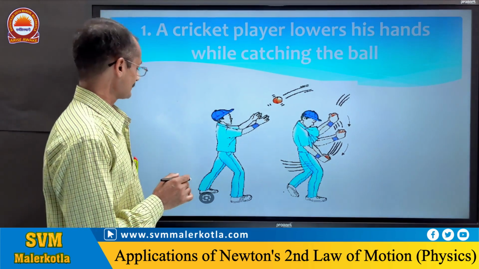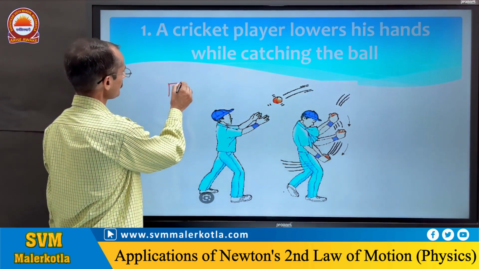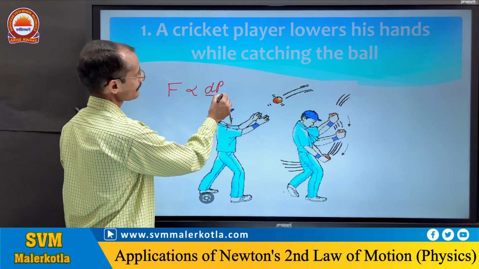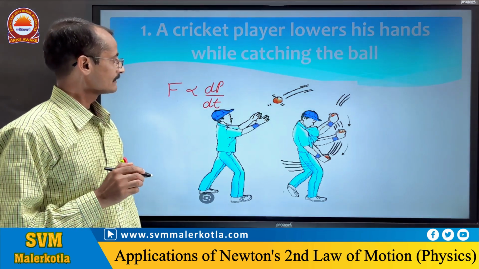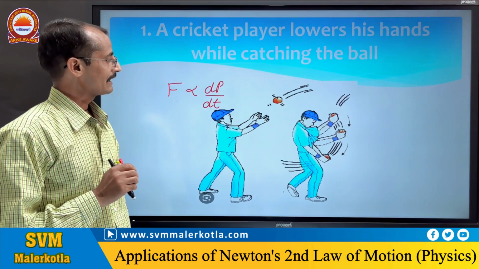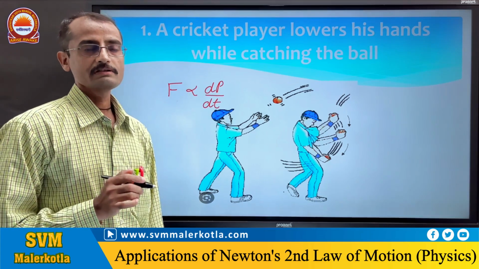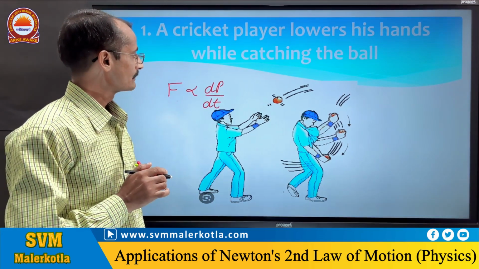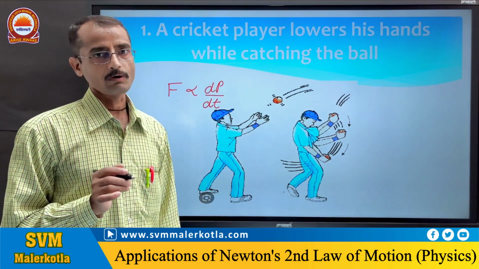According to Newton's second law of motion, we know the force F is directly proportional to the rate of change of momentum. When a cricket player lowers his hands, the time to stop the ball increases, meaning the change in momentum takes place over a longer time. Due to that, the force exerted on his hands is small.